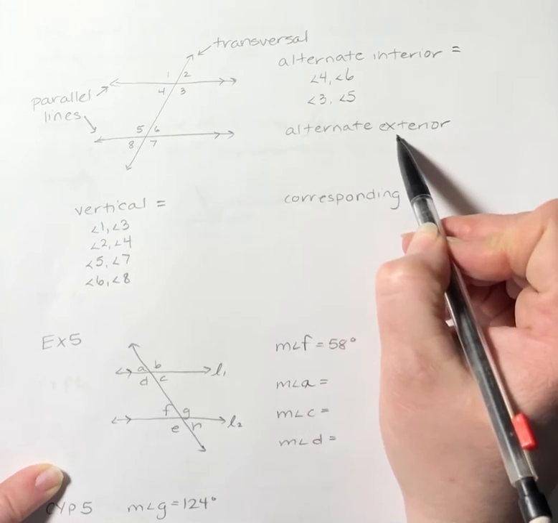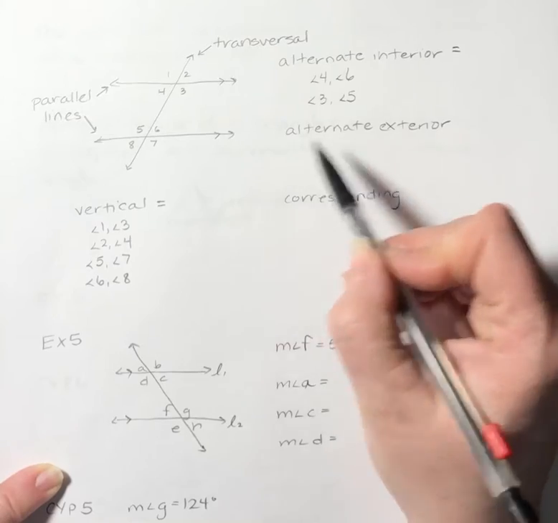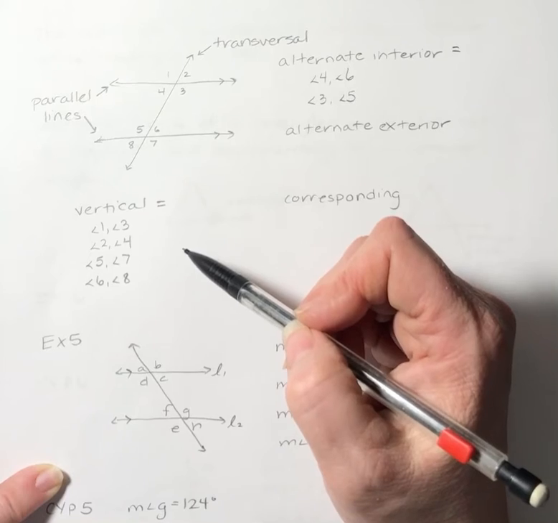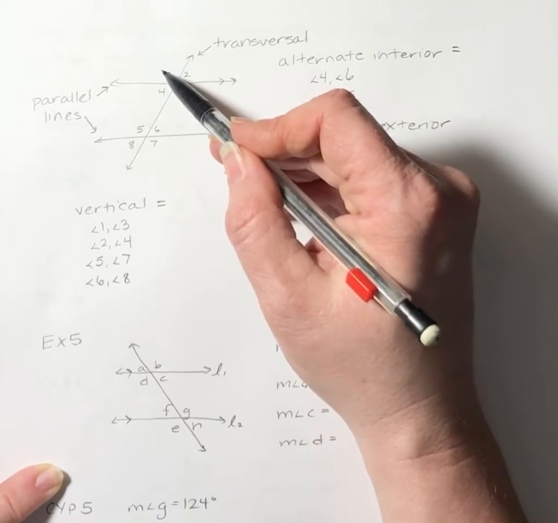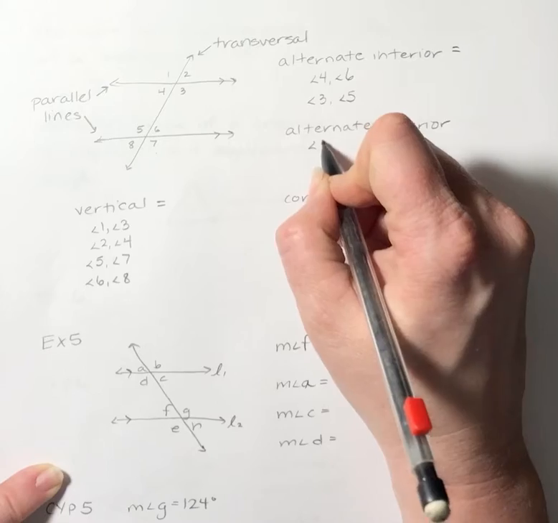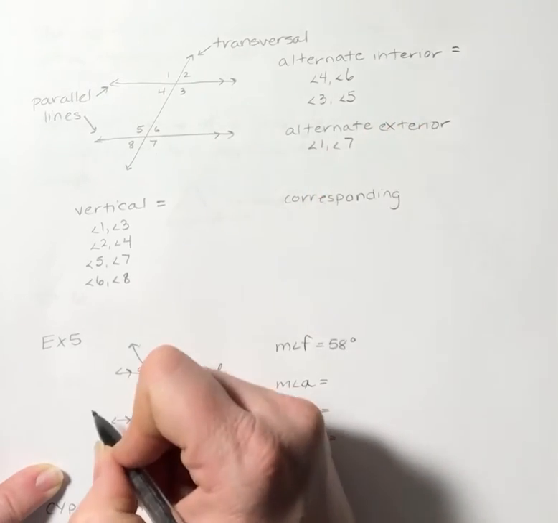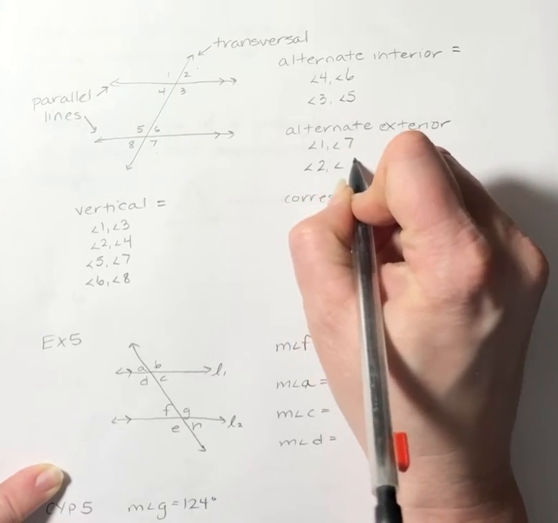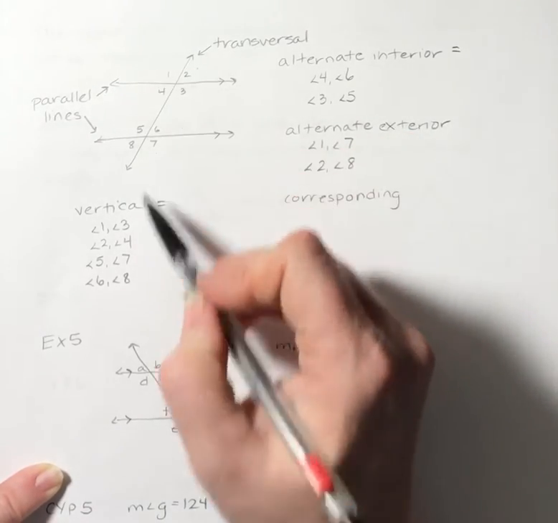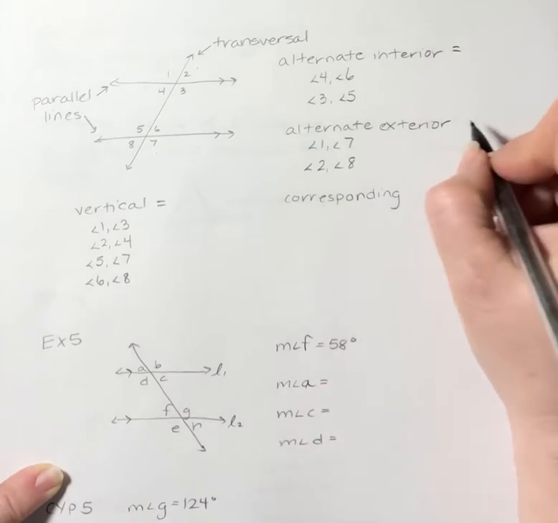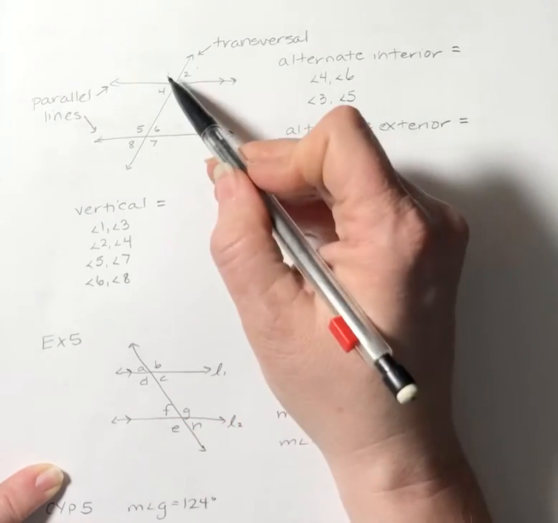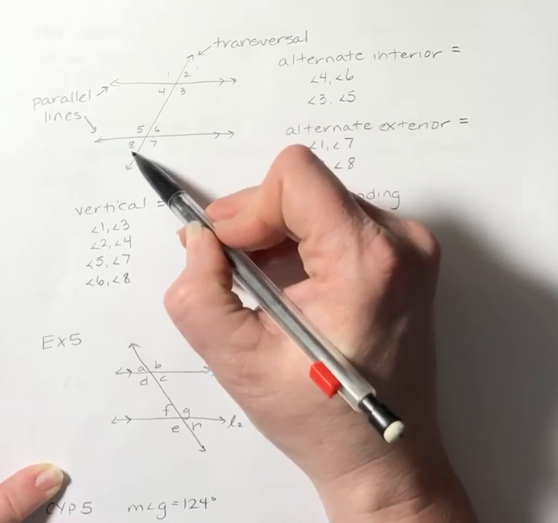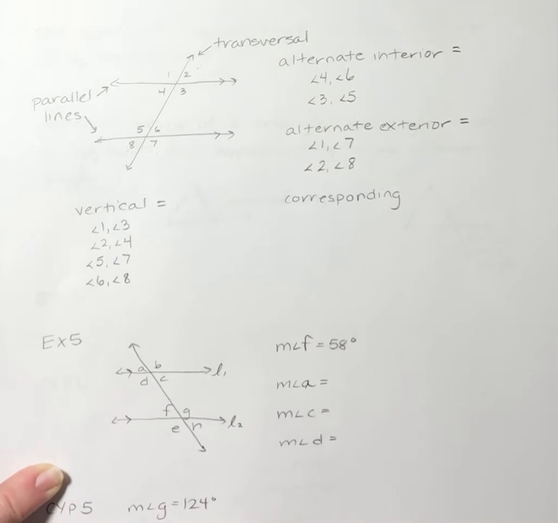Alternate exterior angles. So alternate, again, meaning opposite sides. Exterior, meaning that they are both exterior angles. So angle 1 and angle 7, and angle 8 and angle 2. So you again have two pairs of exterior angles. These also have equal measures. And you can see angle 1 and angle 7 are both those obtuse angles, and angle 2 and angle 8 are both those acute angles.